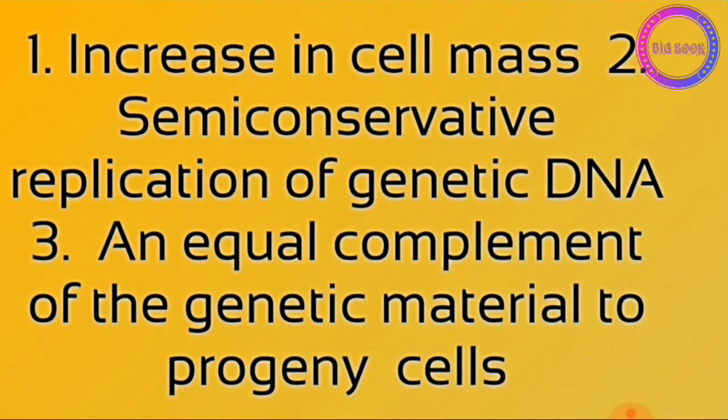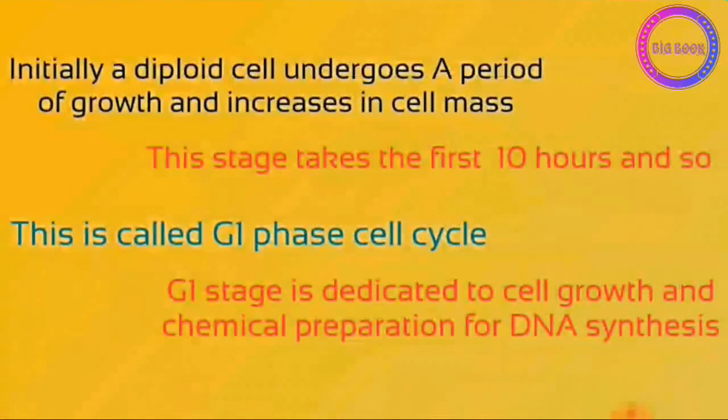Here, further in the next slide, in the mitotic division, initially a diploid cell undergoes a period of growth and increases in cell mass. Here they are using the diploid cell, that is the 2n number of chromosomes, referring to the organism. The cell undergoes a period of growth and increases in cell mass. So the cell mass is going to increase.